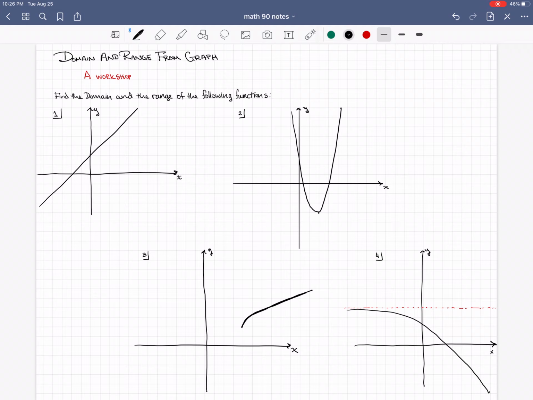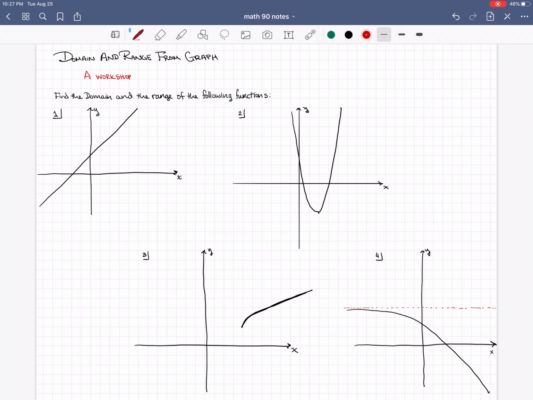It's very hard for me to make these videos interactive, so this is my attempt at doing it, and it requires you playing along a little bit. So play along with me. Let's make this a workshop. So number 1, find the domain and the range of the following functions.